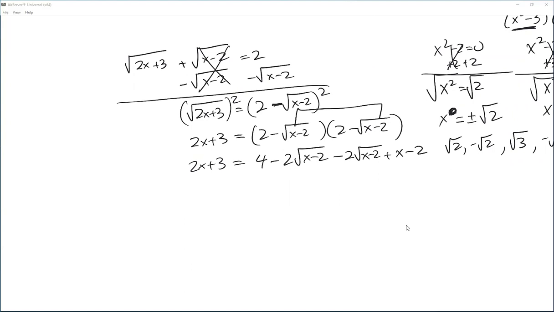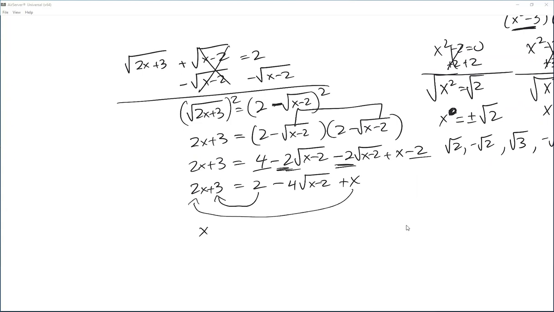Then combine like terms, so it'll be 2x plus 3 is equal to 4 minus 2 is 2. All right. And then this minus this will be minus 4 radical x minus 2. Minus 2 minus 2 is 4 minus 4 plus x. And then move the 2 to the 3, and then move the x to the 2x. So it'll be x plus 1 is equal to negative 4 radical x minus 2. All right. Sorry, I'm going fast. I'm just going to try to get through this and we'll answer questions.